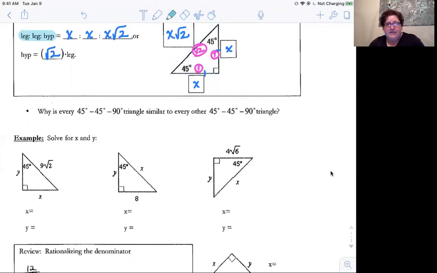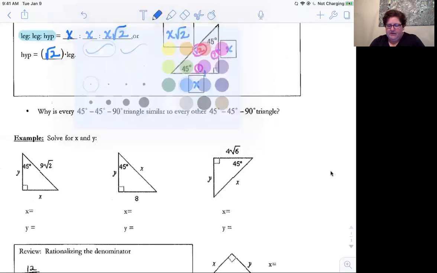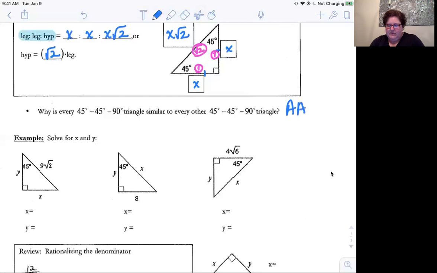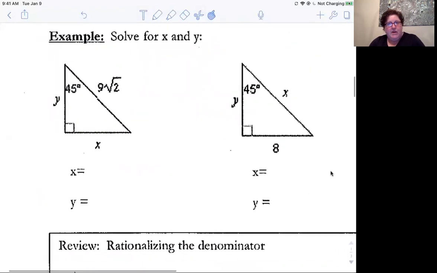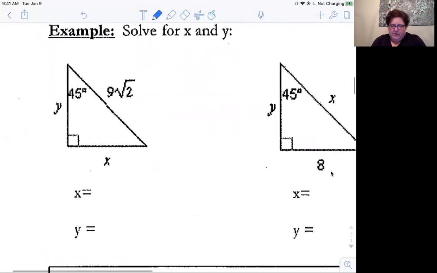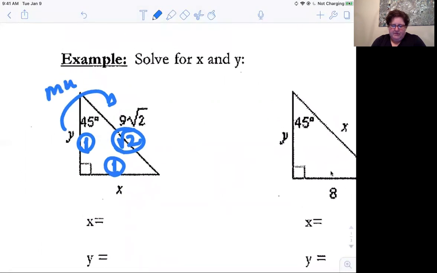Because they have all the same angle measures, the triangles are similar by what reason? Well, that's angle-angle similarity, because obviously they have all 3 angle measures the same. Okay, so rather than having to do the Pythagorean theorem every time, we're going to save ourselves some time and use our shortcuts. So this would go 1, 1, root 2. If you were going from a leg to the hypotenuse, you would multiply by root 2.